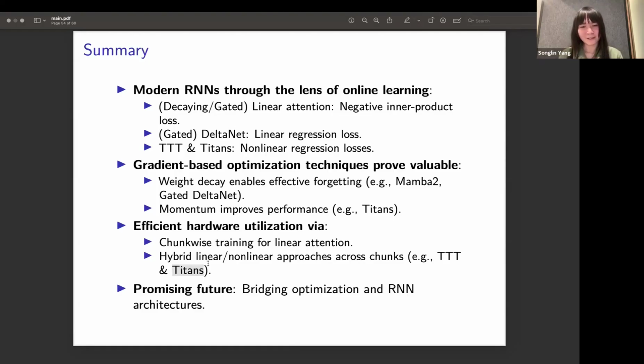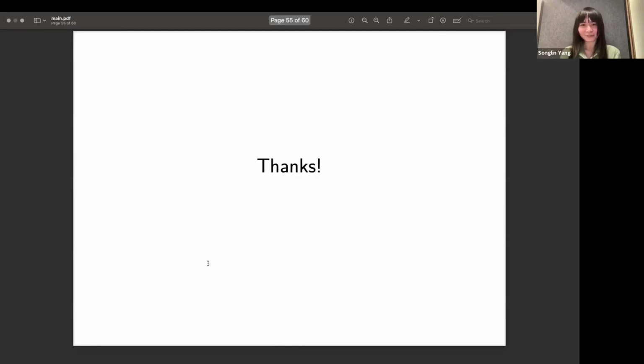And in the future work, it is very interesting to derive different learning objectives using different optimizers to guide the design of architecture.